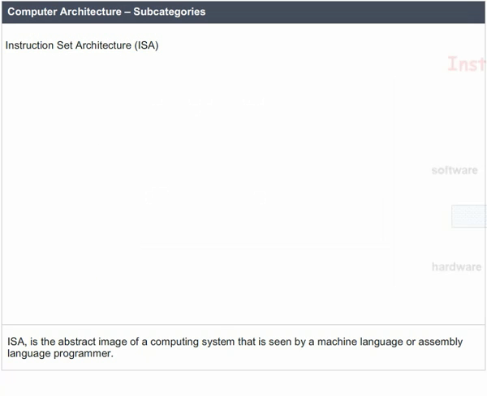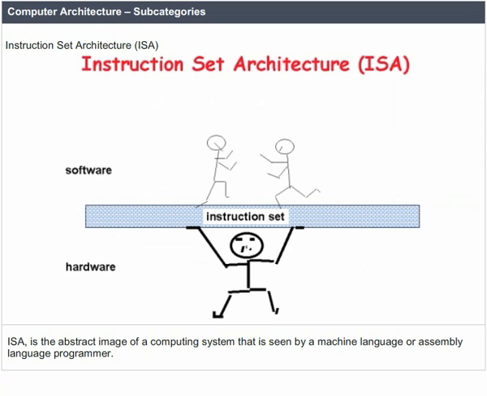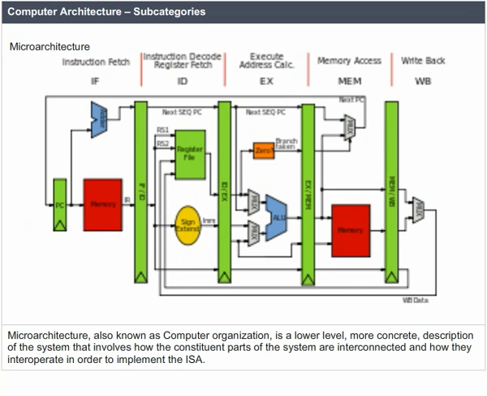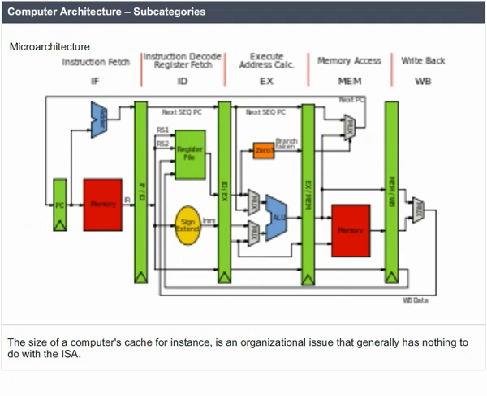Instruction set architecture. ISA is the abstract image of a computing system that is seen by a machine language or assembly language programmer. It includes the instruction set, memory address modes, processor registers, and address and data formats. Microarchitecture. Microarchitecture, also known as computer organization, is a lower level, more concrete description of the system that involves how the constituent parts of the system are interconnected and how they interoperate in order to implement the ISA. The size of a computer's cache, for instance, is an organizational issue that generally has nothing to do with the ISA.